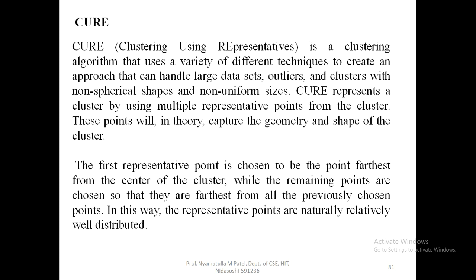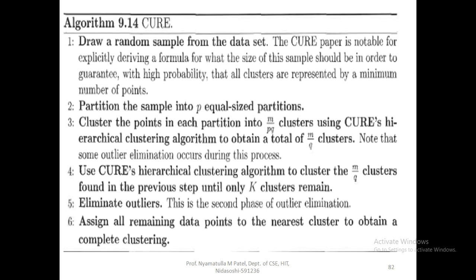CURE represents a cluster by using multiple representative points from the cluster. These points will in turn capture the geometry and shape of the cluster. Now, how do we find the first point? The first representative point is chosen to be the point farthest from the center of the cluster, while the remaining points are chosen so that they are the farthest from all the previously chosen points. This way the representative points are naturally relatively well distributed.